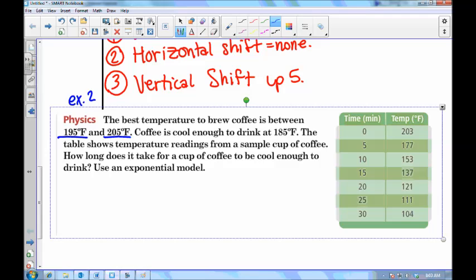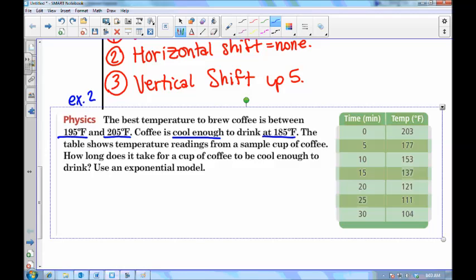You'll lose all your taste buds on your tongue, right? You'll burn them off. And then for a couple of days, you can't use your tongue. So it needs to cool. It's cool enough to drink when it reaches what temperature? 185. Cool enough at 185.